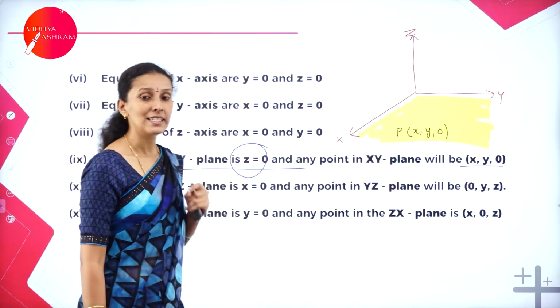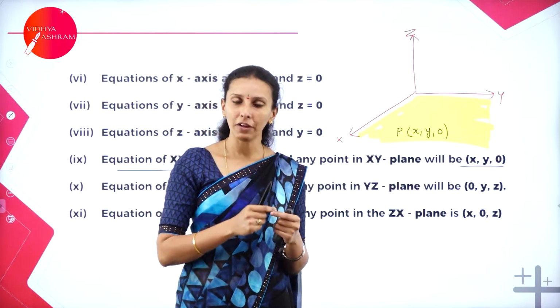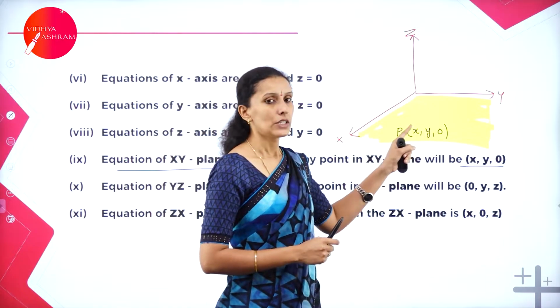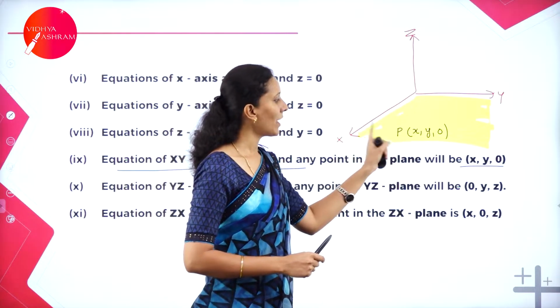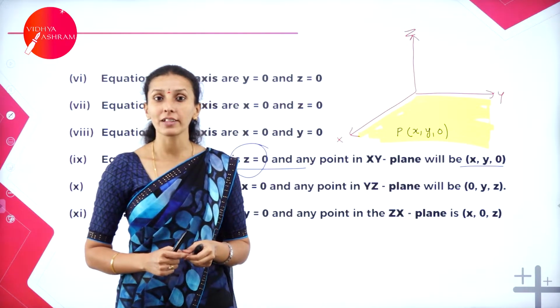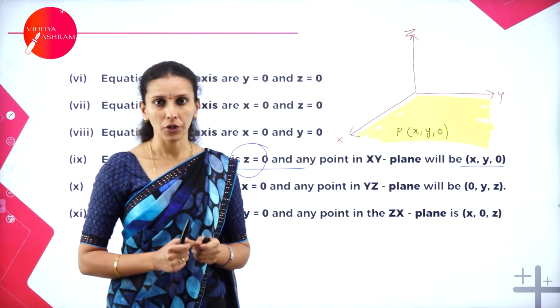And the equation of the plane is z is equal to 0, because we have the values for x and y and we don't have values for z. So any point on the xy plane is represented as x, y, 0, and the equation of the xy plane is z is equal to 0.